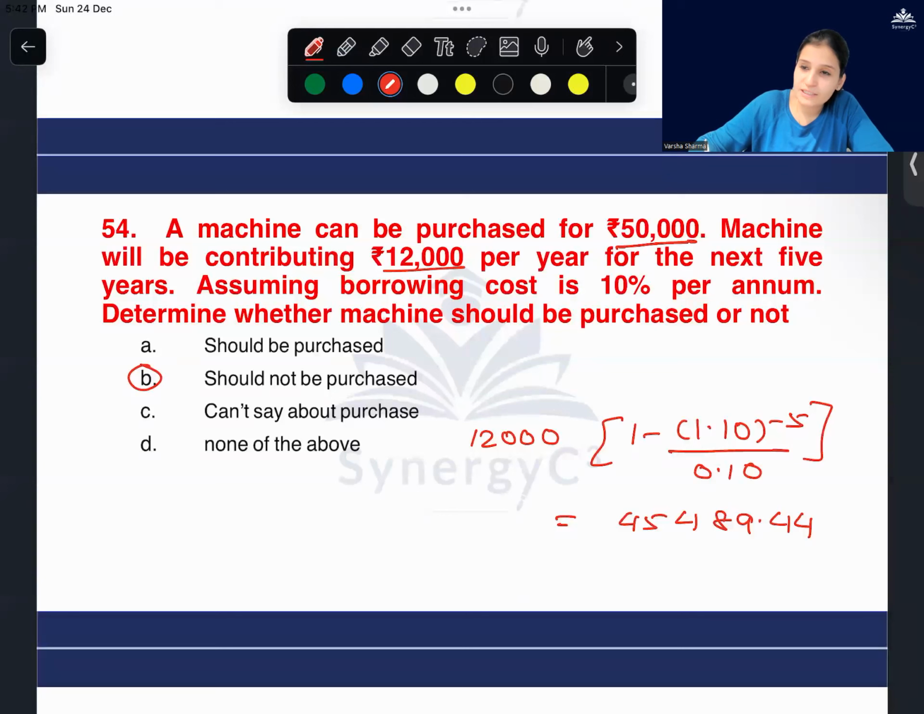We found out the total benefit I'm going to get from the machine today for the period of 5 years. So I found the present value for 12,000, which was this. But it is going to give me a revenue of this when I'm already spending an amount of 50,000 on buying it. So it is going to give me a revenue which is less than the amount that I'm going to spend on it. So why should I buy?